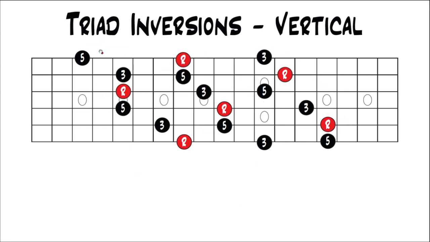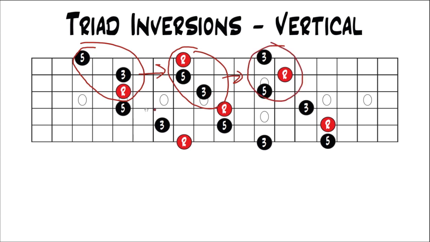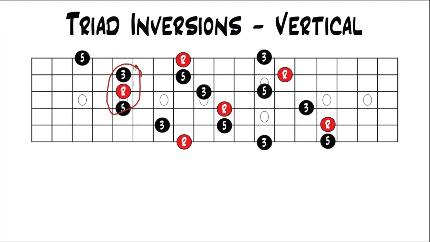Or you could look at them as breaking them apart as we looked at them horizontally. This one would go to this one, that one would go to this one, and so on with each string set. Next set of strings would be here, to here, to here, and then you could do it through the next string set. And this is just a way to be able to visualize how all these connect together and really open up your fretboard.